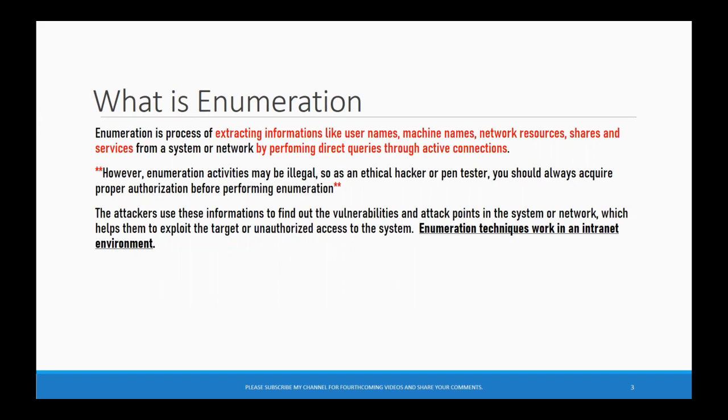However, enumeration activities may be illegal, depending on the organization's policies and any laws that are in effect. As an ethical hacker or pen tester, you should always acquire proper authorization before performing enumeration. It's very important. The attackers use this information to find the vulnerabilities and attack points in the system or network, which helps them to exploit the target or gain unauthorized access to the system.